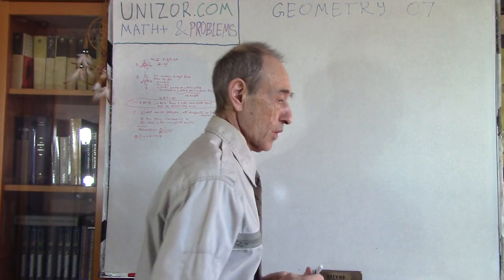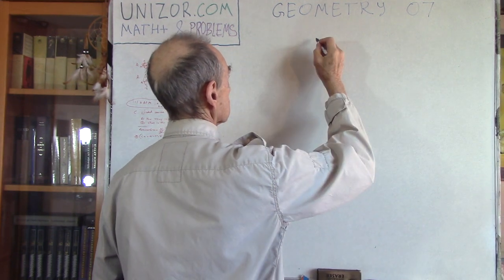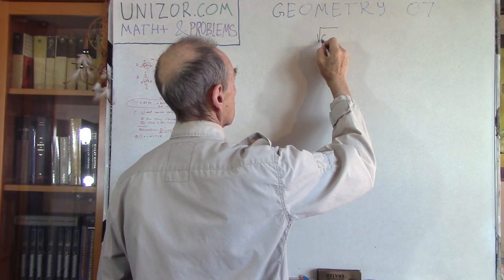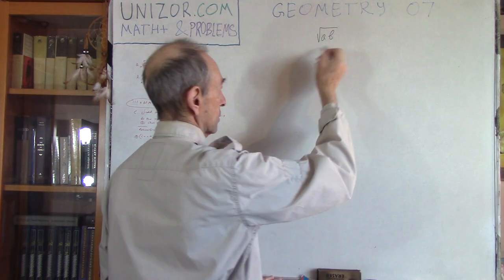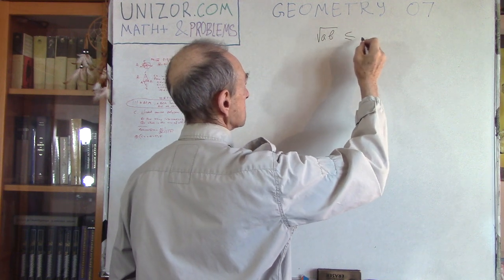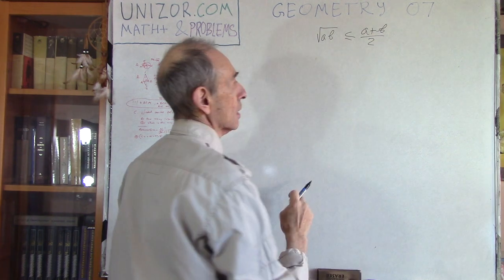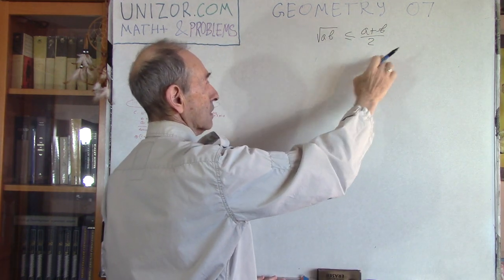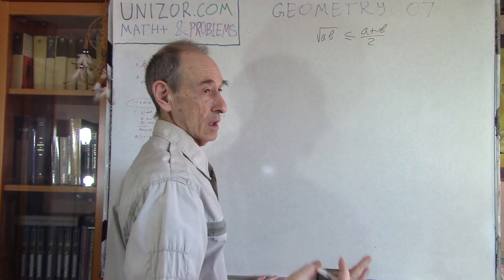Okay, so I have three problems. Problem number one is related to a relatively known fact that the geometric average between two positive real numbers is always less than or equal to their arithmetic average. So this is the geometric, this is the arithmetic average. And this is a known inequality.